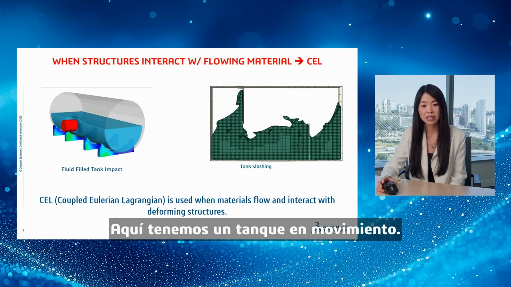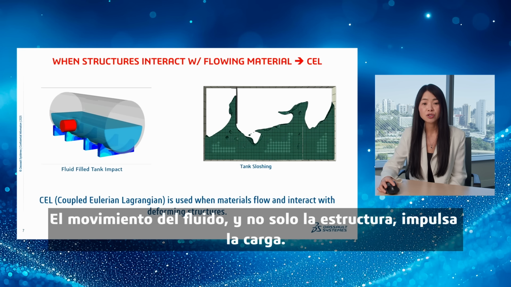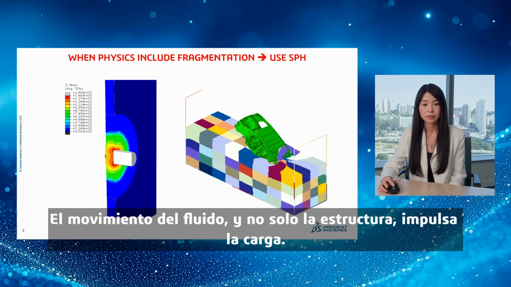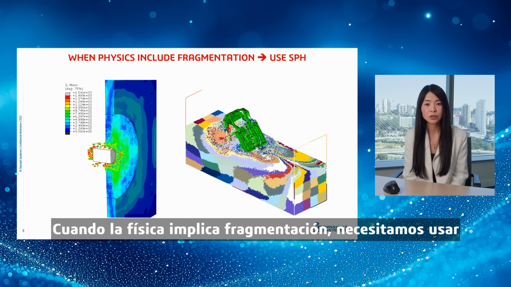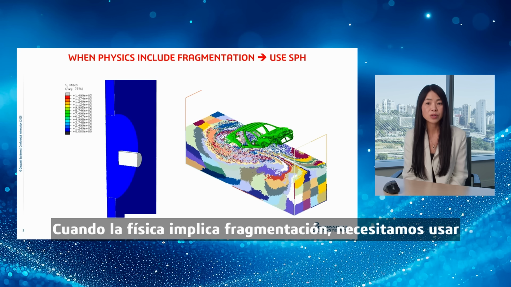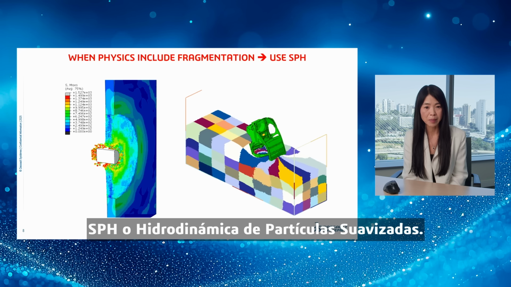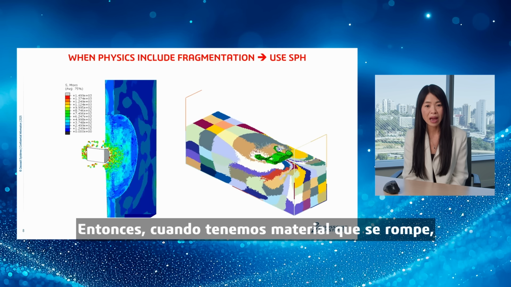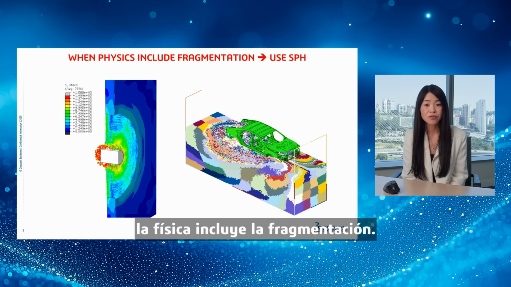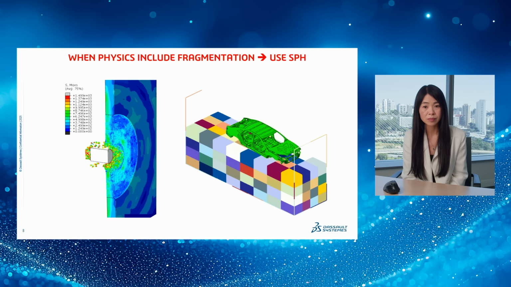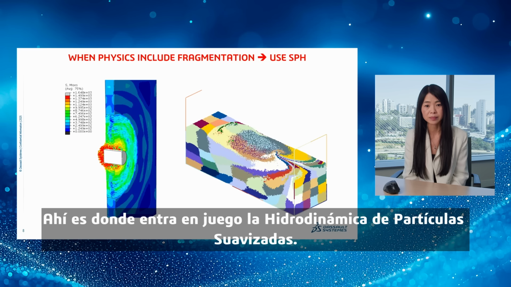Here we have a tank sloshing. The fluid motion, not just the structure, drives the load. When physics include fragmentation, we need to use SPH, or smoothed particle hydrodynamics. So when material breaks apart, physics include fragmentation. That's when smoothed particle hydrodynamics comes in.